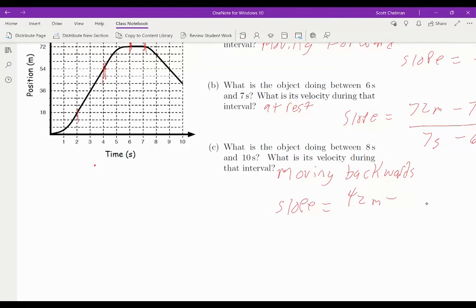And then what is y1? Not quite. Be about 60-ish. So there's 3 boxes there between 54 and 72. So that's 18. So that would be 6 minus that. So 66 meters. Okay. And then this would be 10 seconds minus 8 seconds.